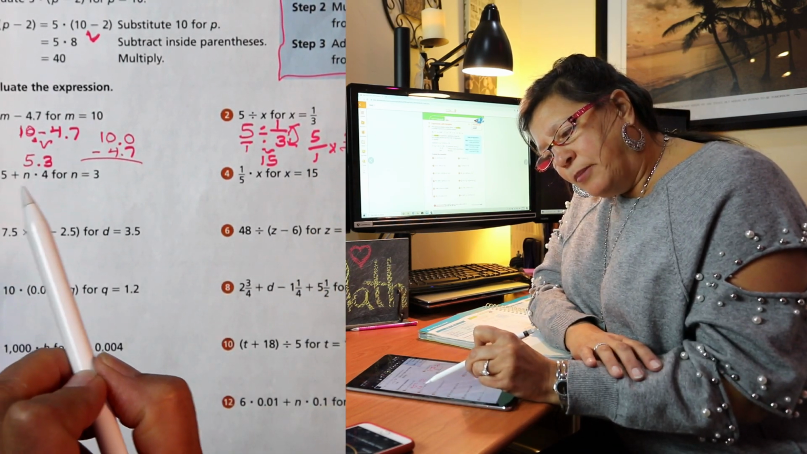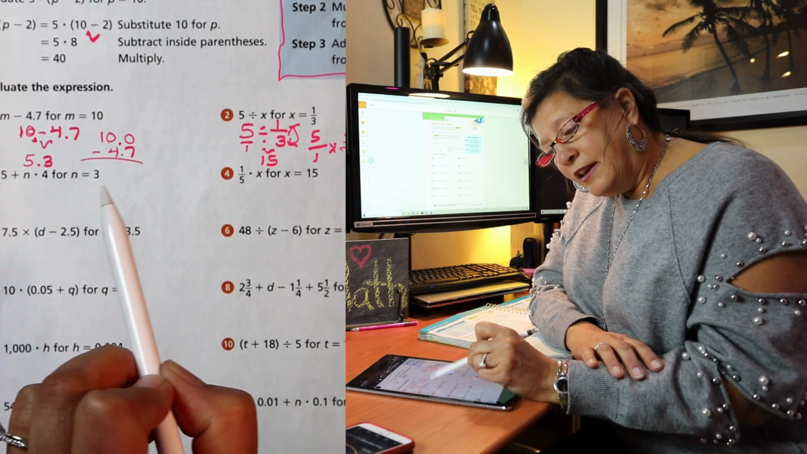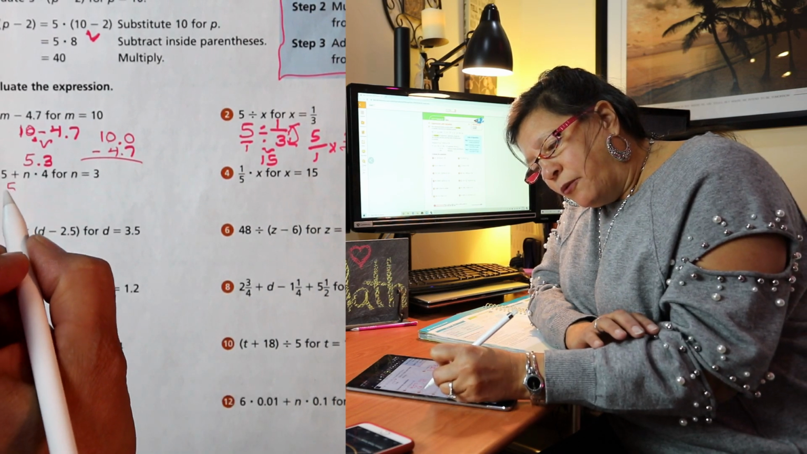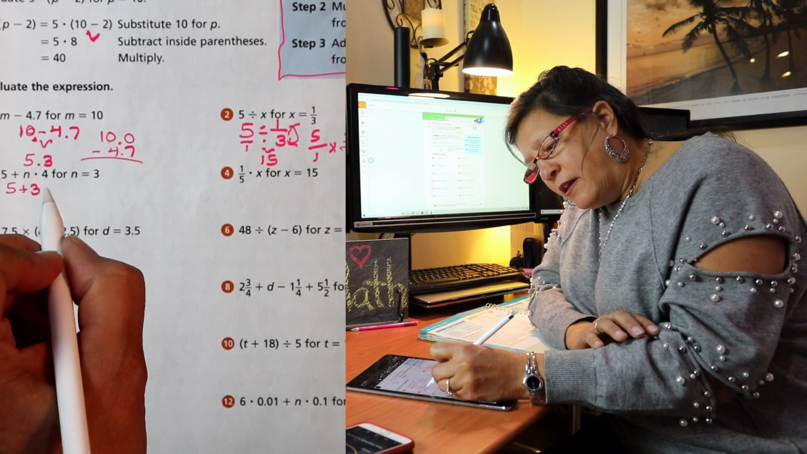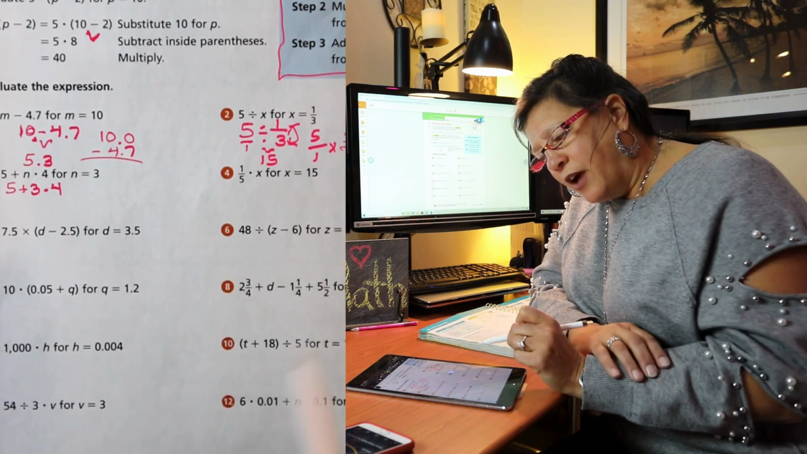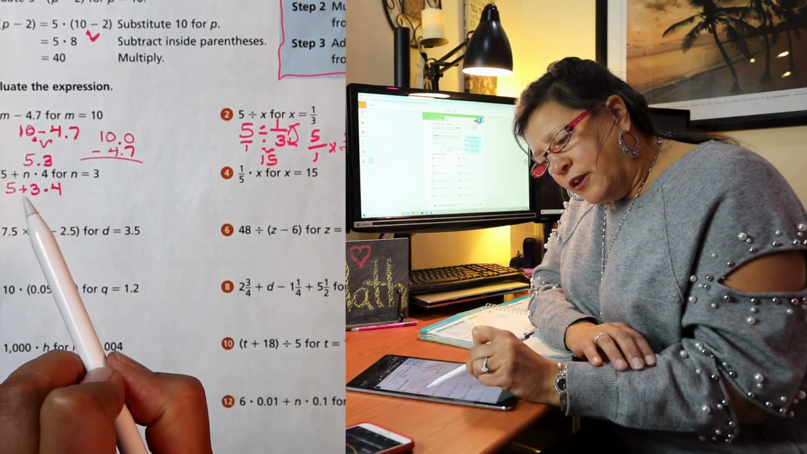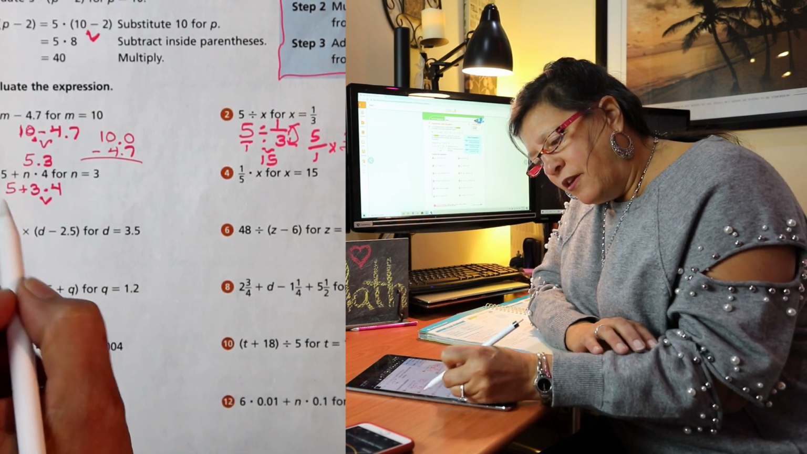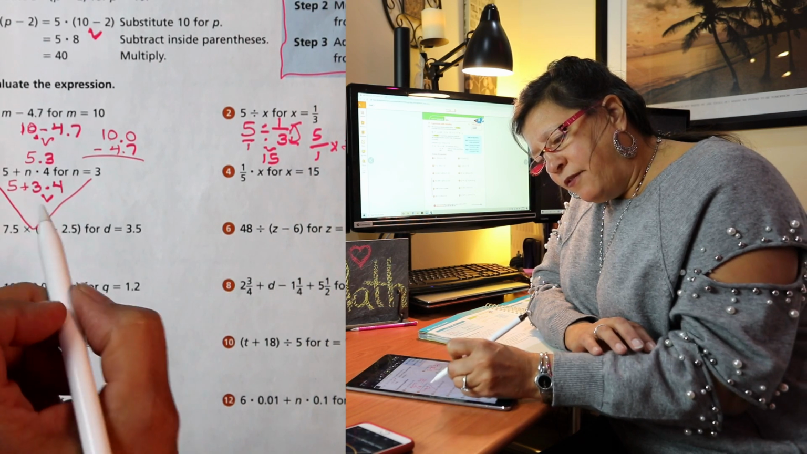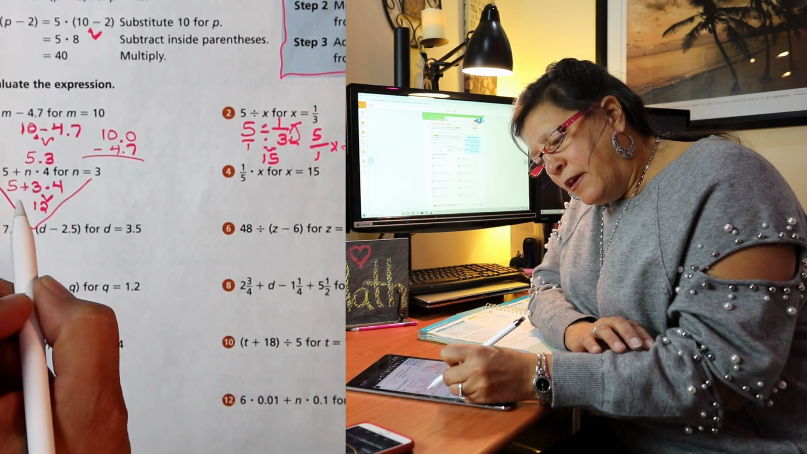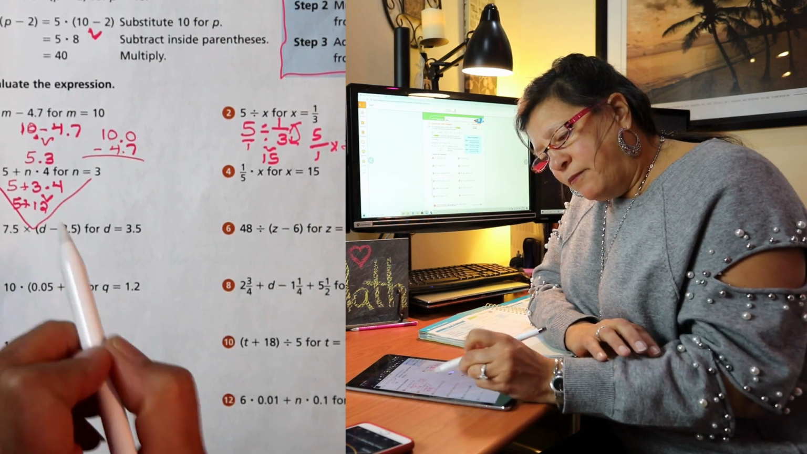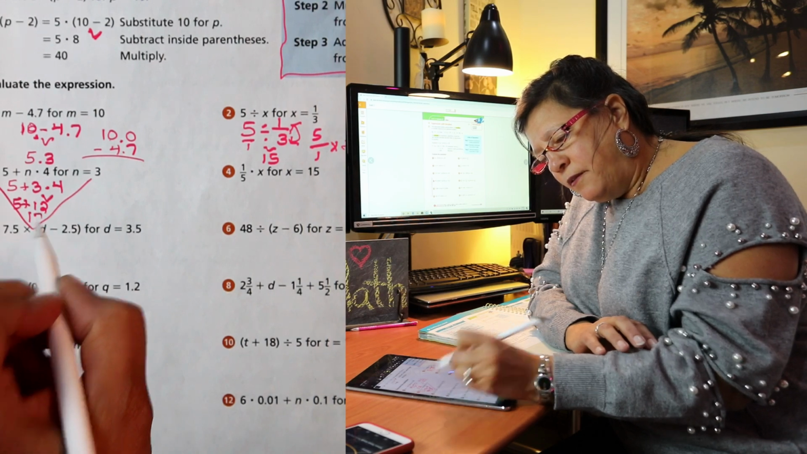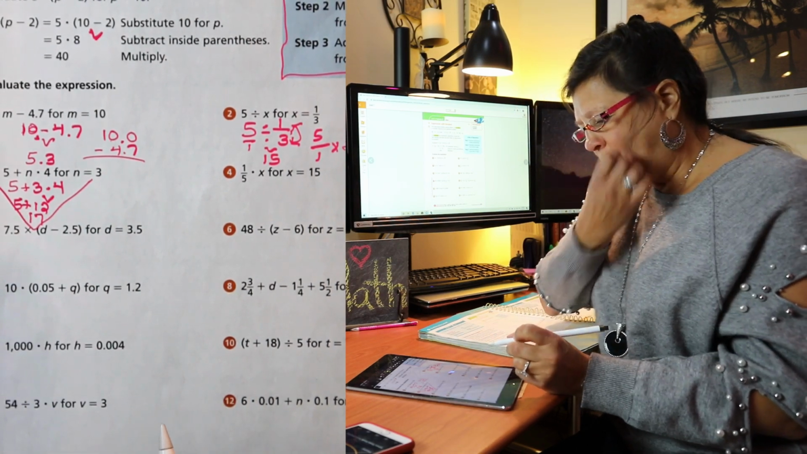Number 3, 5 plus n times 4, n equals 3. Okay, so we're going to replace n with 3 and then follow your order of operations. We have addition and multiplication, so you need to multiply first. Okay, multiply first, 3 times 4 is 12, and 5 plus 12. Okay, you should get 17.